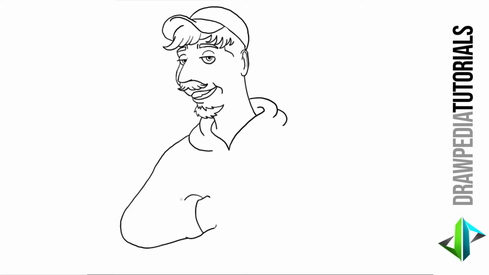Now for the inner line of his sweatshirt, I'm gonna draw a curved line right there and a curved line all the way back to his elbow. And at the side of that, I'm gonna draw a line upwards all the way to his shoulder right there. And I'm gonna draw him holding a stack of money. So for his hand, I'm gonna draw across a curved line right here.